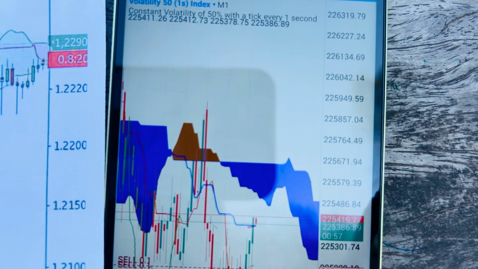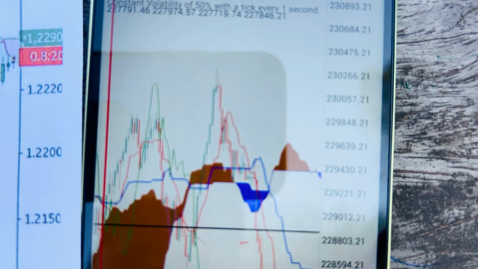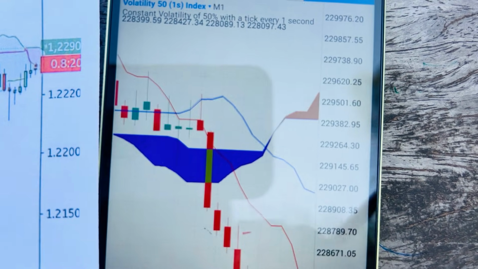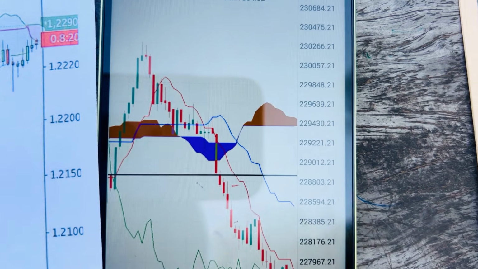We can even use 1 minute, but the most trusted time frame is for you to use the 5 minute crossover. Stop loss goes above there. It's that simple.